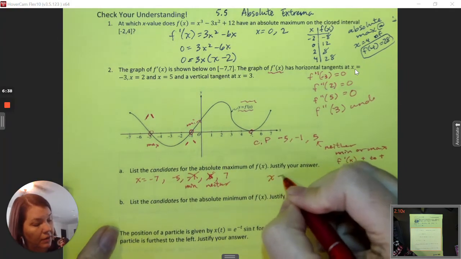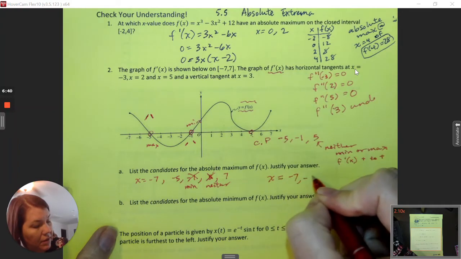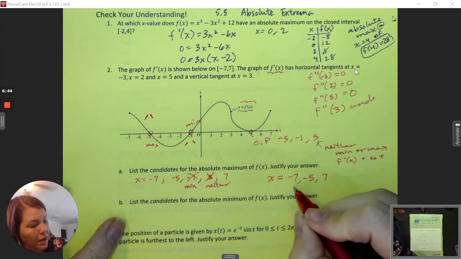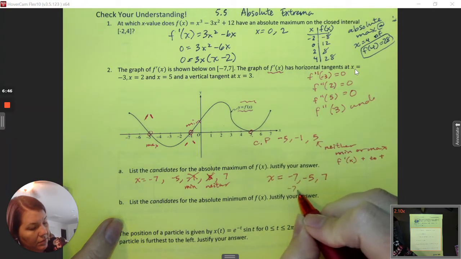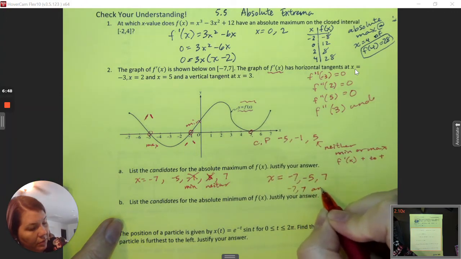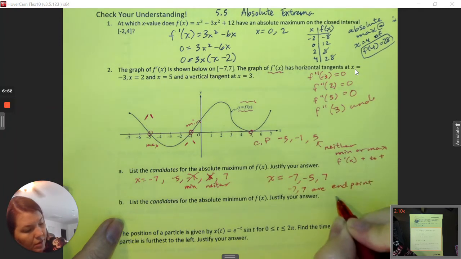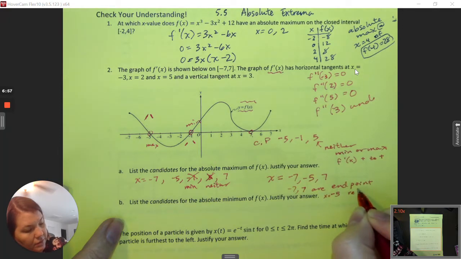Let me just clean that up. x is -7, -5, or 7. 7 and -7 are endpoints, so they're always included. And -5 is a relative max, so it's included.